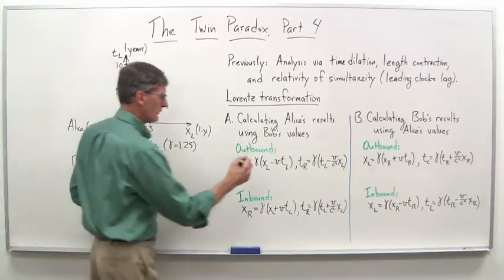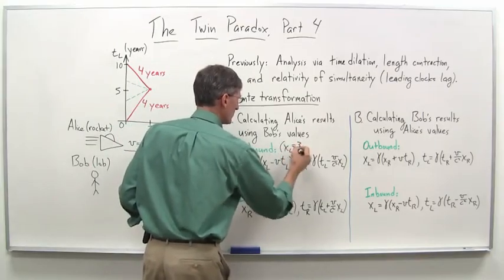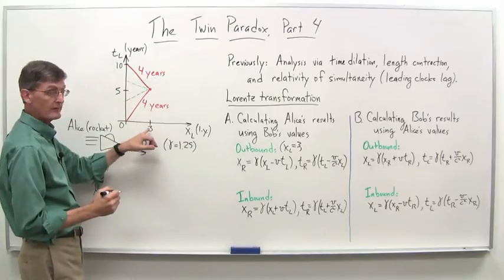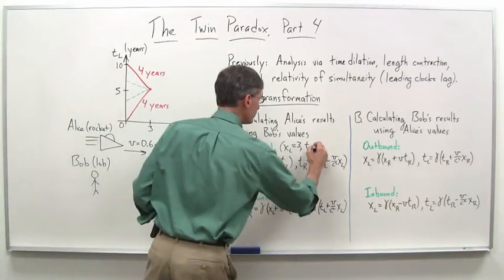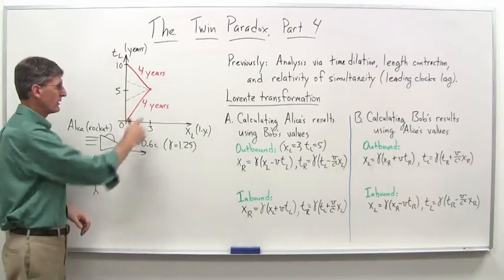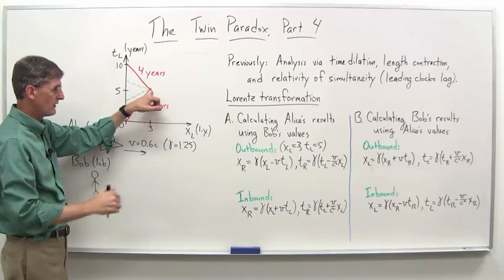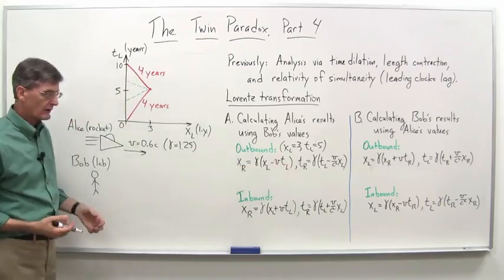We'll just put this in. We'll say xl equals 3 light years, right there. And then the time is 5 years, tl equals 5 years. So that's for the outbound trip. So the question is, those are Bob's measurements right there. What are the measurements x and t for Alice in the rocket at that point?